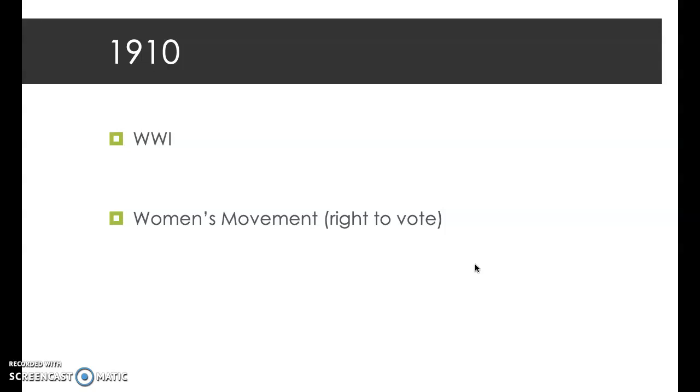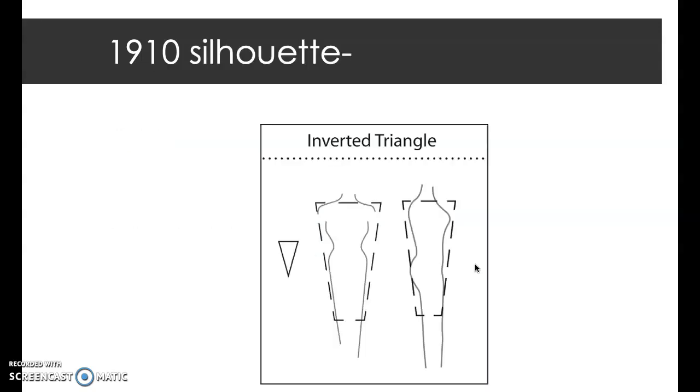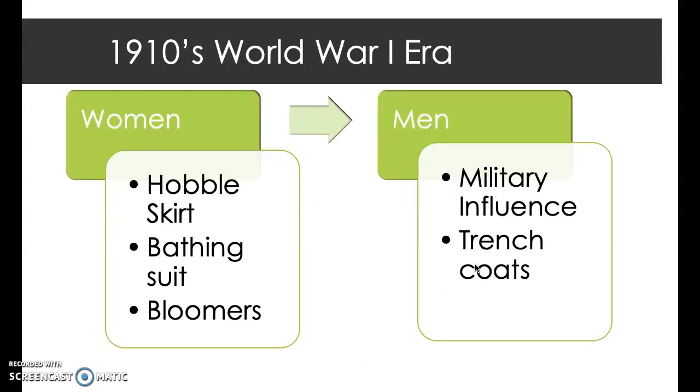In 1910, this is when we have World War I, and women are trying to get the right to vote. So our silhouette is the inverted triangle. All right. Anytime women's issues kind of come to the forefront in society, the inverted triangle is going to show up. We're going to see it a couple of different times as we talk about history. But women want the right to vote. They want strength. They want to be seen as powerful. So the thing that we kind of equate with powerful is broad shoulders.